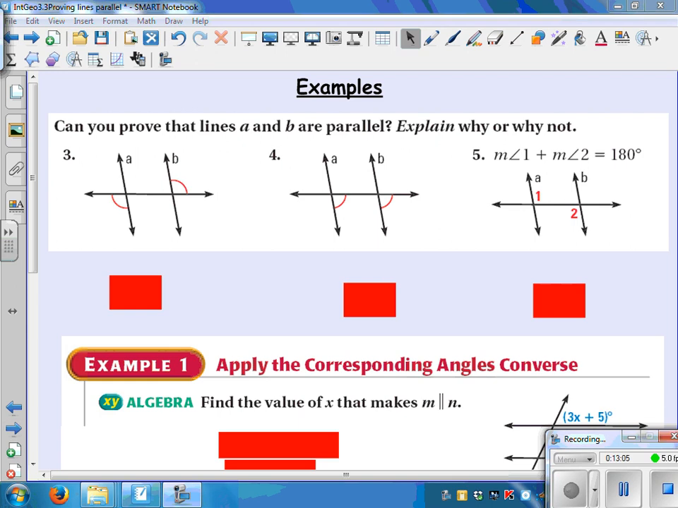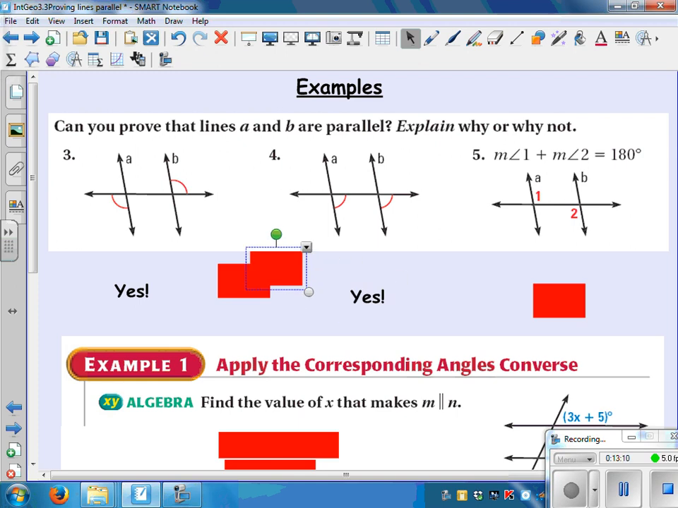So for the first 3 pictures, the first 2 are both yeses. I want to talk about number 3. What you have marked here are alternate exteriors, but alternate exterior is not one of the 5 ways to prove that you have parallels. However, this right-hand angle is congruent to the one below it by verticals, and by default you have corresponding. So this is yes by corresponding angles being congruent. On number 4, these are also corresponding, so those are parallel by default.